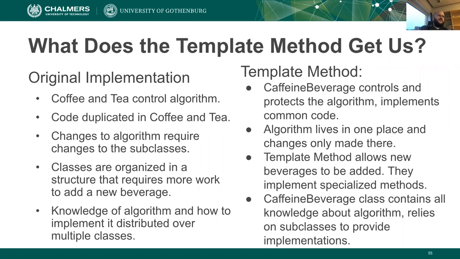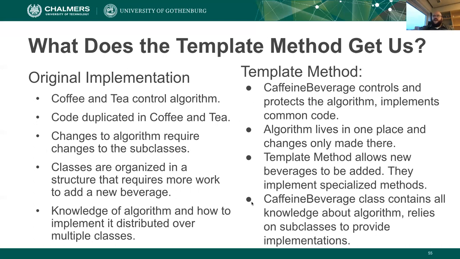So what does this do for us? Well, in the original implementation, coffee and tea control the algorithm. We have duplicated code between them, and any changes to the algorithm require changes to the subclasses. The classes are organized in a structure that requires more work to add a new beverage, right? Because we're duplicating code. And knowledge of the algorithm and how to implement it is distributed over multiple classes. And so it's hard to necessarily understand that there are these common elements.